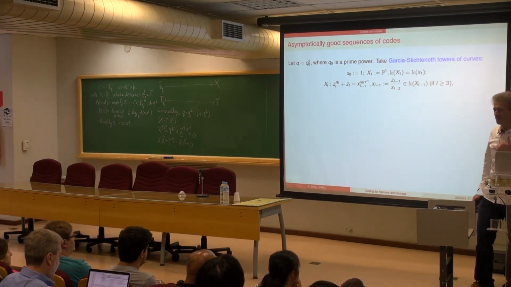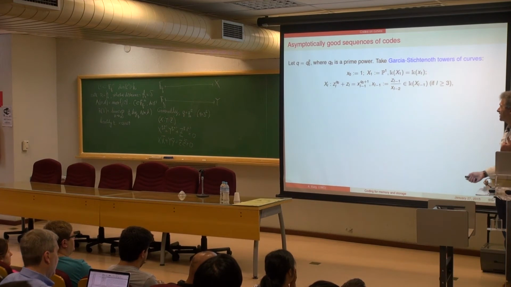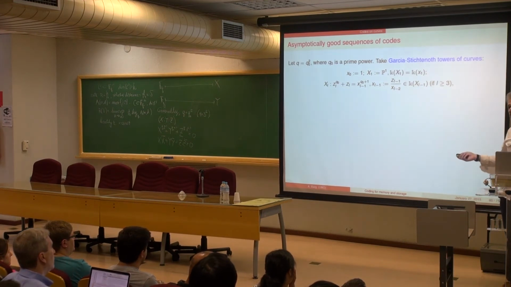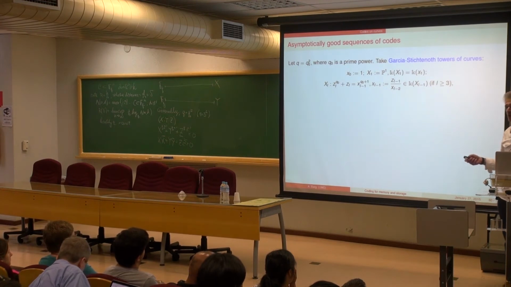And there is this very good family of curves that are asymptotically optimal in a certain sense, the Garcia-Stichtenoth curves. How do we do that? By the way, the Hermitian curves, they were plane curves. They were just two variables, right? So they were defined by one polynomial equation.